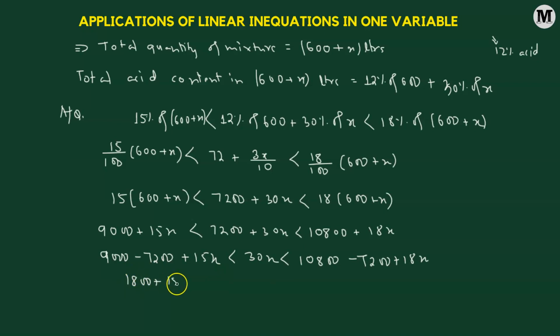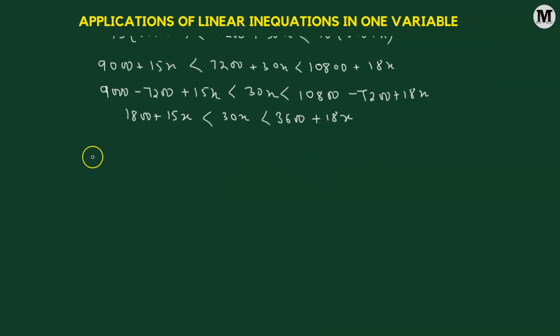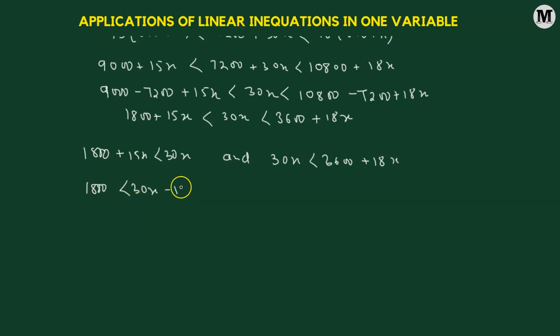So 1800 plus 15X less than 30X less than 3600 plus 18X. Fine. Now what we'll do, we'll break this inequality into two parts. So we have 1800 plus 15X less than 30X, and we have 30X less than 3600 plus 18X. Now we have 1800 less than 30X minus 15X, that's simply 15X is going to be greater than 1800. So X is going to be greater than 1800 divided by 15, so that's going to be 120. So here we have X greater than 120.